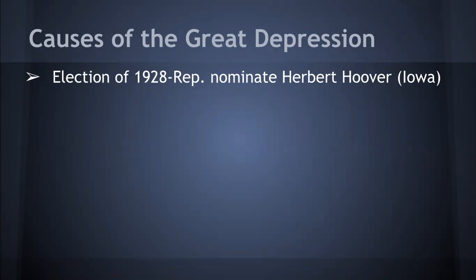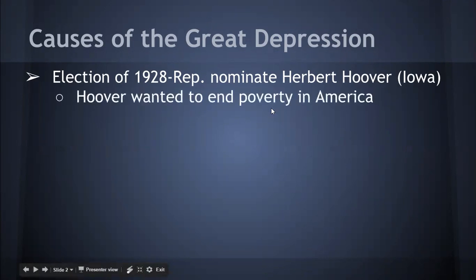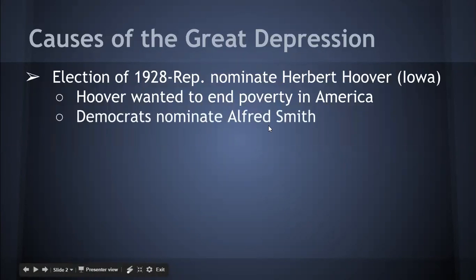The Republican nominee was Herbert Hoover, who was from Iowa. And Hoover talked about wanting to end poverty in America. Kind of an ironic statement now that you look back on things, and obviously we have an idea of what happens next. And Hoover really struggled to put a halt to the Great Depression once it got rolling.